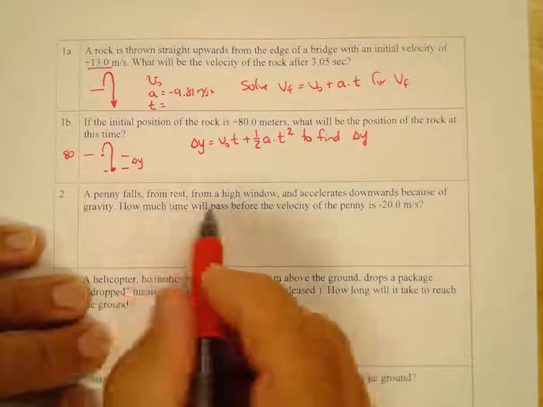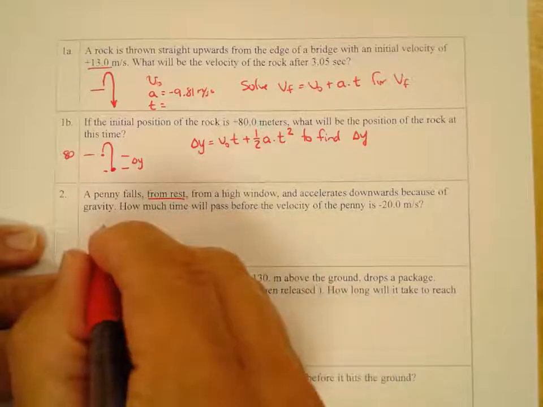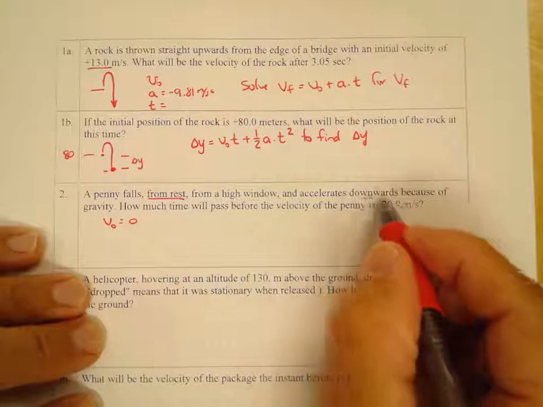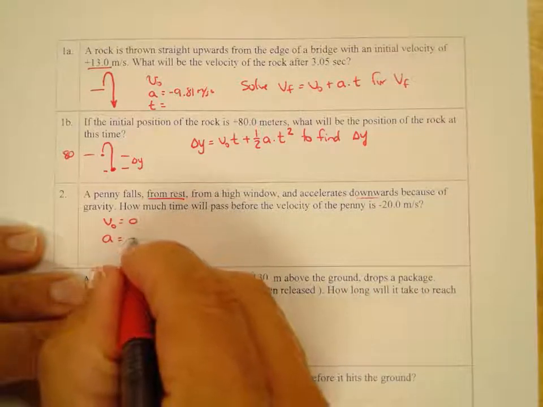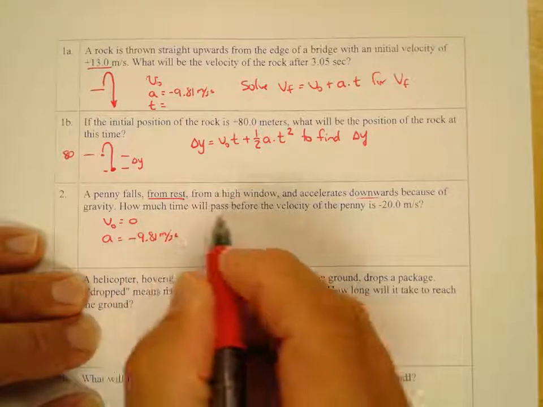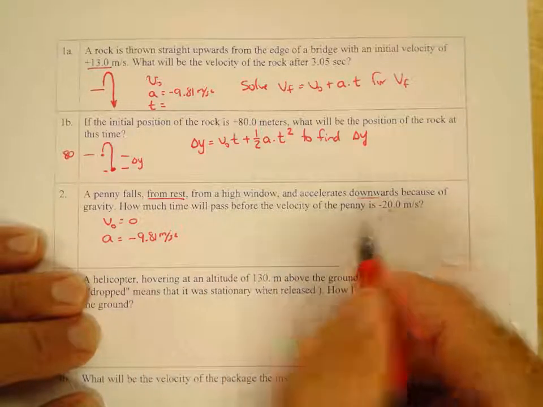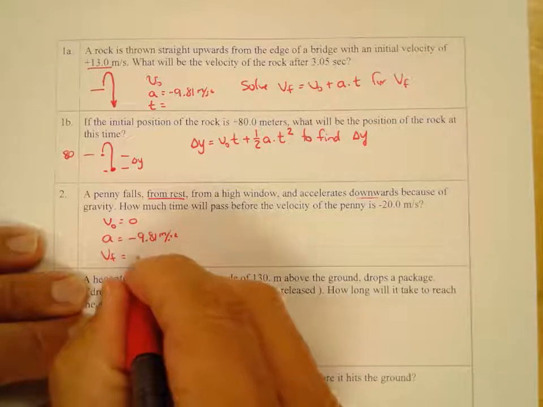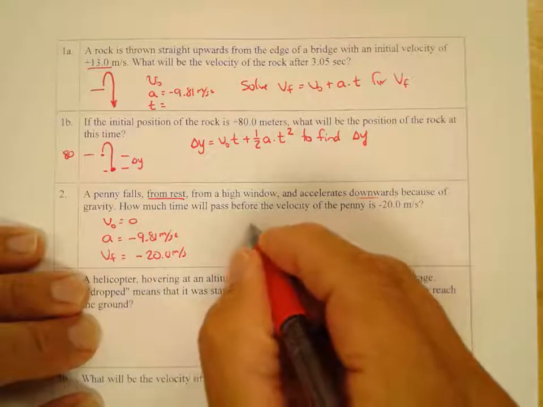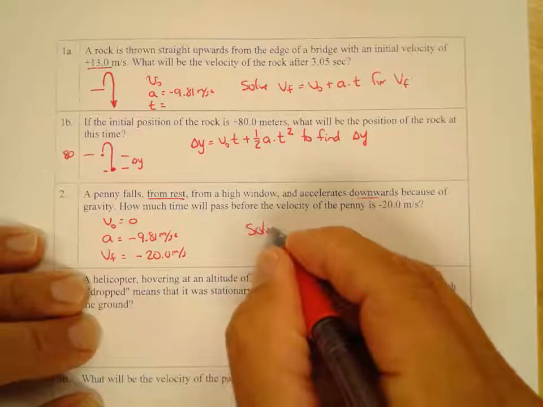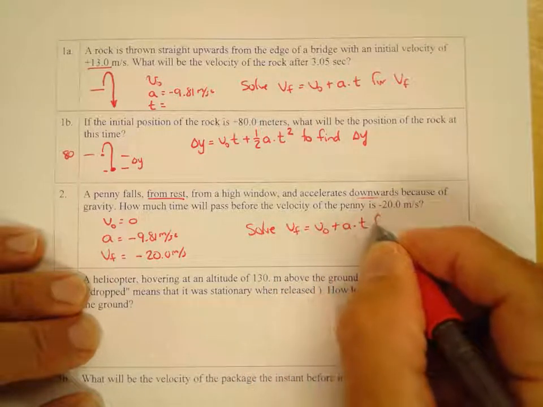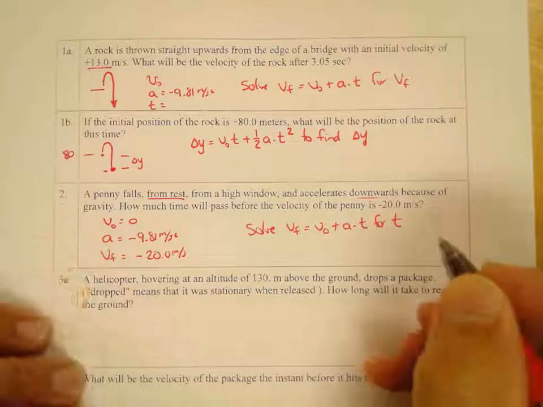Number 2, a penny falls from rest, which tells you that the initial velocity is 0. It's from a high window. It accelerates downwards because of gravity, so we know the acceleration is going to be negative 9.81 meters per second squared. And it says how much time will pass before the velocity is negative 20. So the final velocity is negative 20 meters per second, and so you will solve v final equals v0 plus at for the time t.